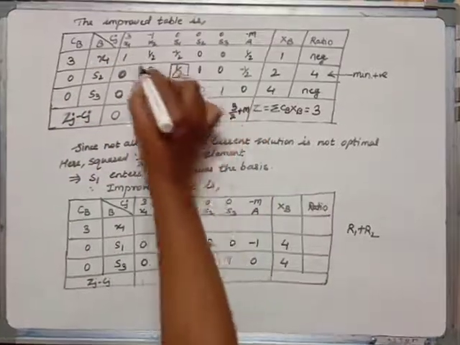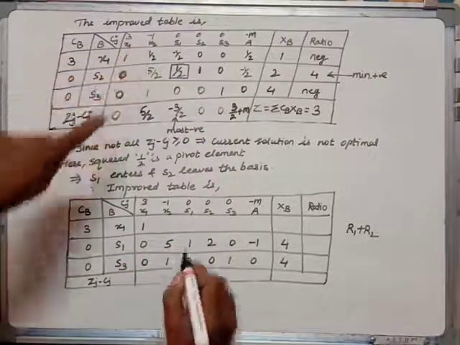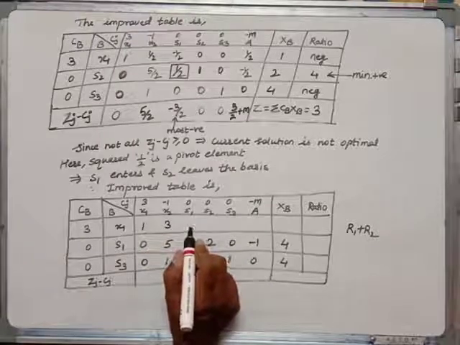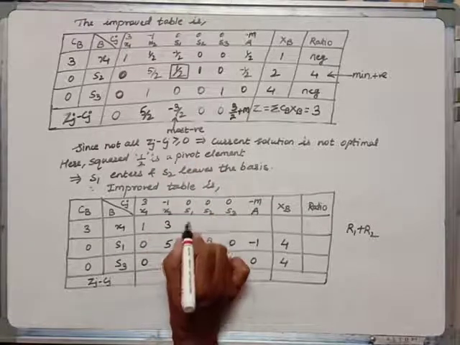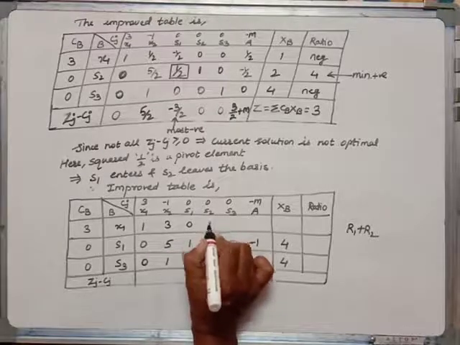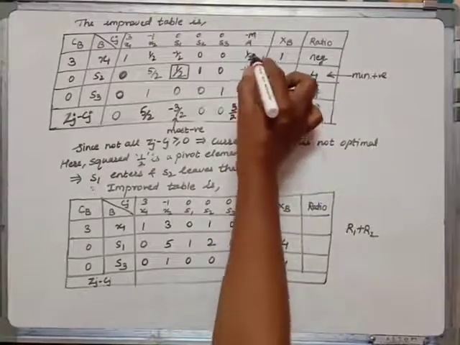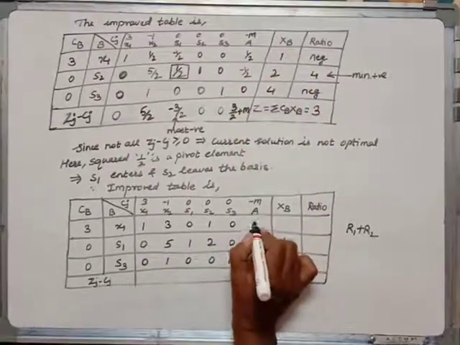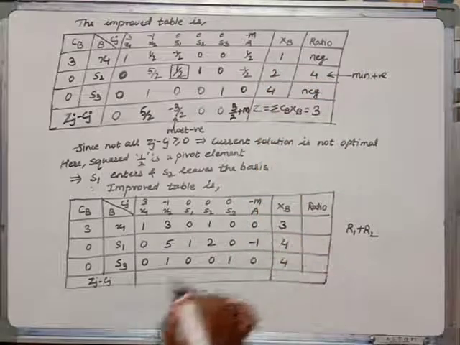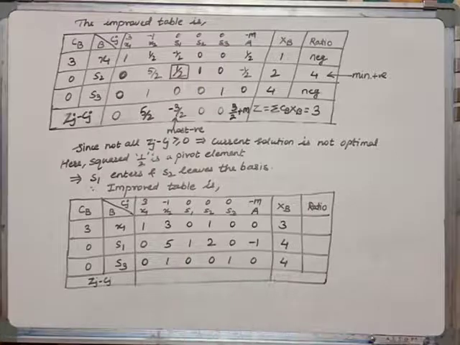A simple operation. So 1 plus 0 is 1. Half plus 5 by 2 is 6 by 2, so that will become 3. Then minus half plus half is 0. 0 plus 1 is 1, 0 plus 0 is 0. And this is again half plus minus half, so 0. And 1 plus 2, so here it is 3. Okay, so now this is our improved table.